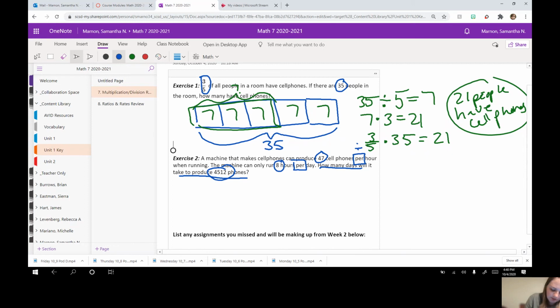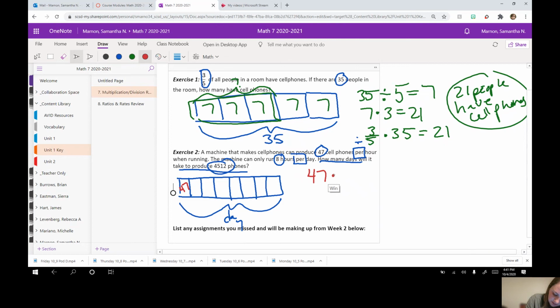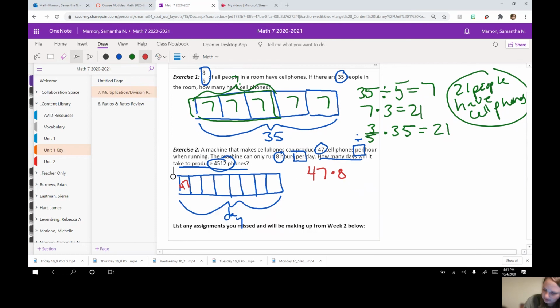So I'm going to do a tape diagram again. I'm going to do it for a whole day. I know there are 8 hours in a day, so I'm going to break this up into 8. So here's my tape diagram. That's 8 hours, so this is going to be the whole day. And I know that we can do 47 in each hour. So that means 47 in each of these boxes. So 47, 47, 47. I know for a whole day, I can actually do 47 multiplied by 8.